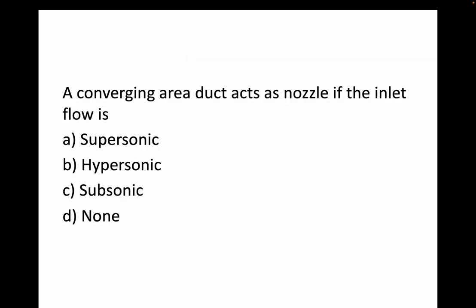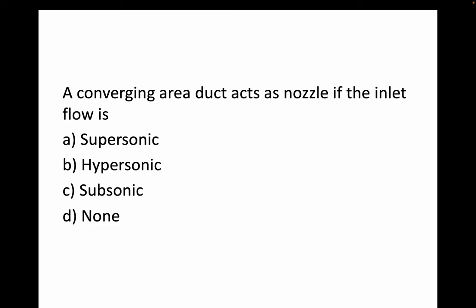Next question. A converging area duct acts as a nozzle if the inlet flow is... So first of all, what is a nozzle? A nozzle is basically that component which increases the kinetic energy of the fluid going through it. So what is the job of a nozzle? It is to increase the kinetic energy, and if we have a subsonic flow, then a converging area is needed to increase the kinetic energy. If we have a supersonic flow, then we need a diverging area to increase the kinetic energy.